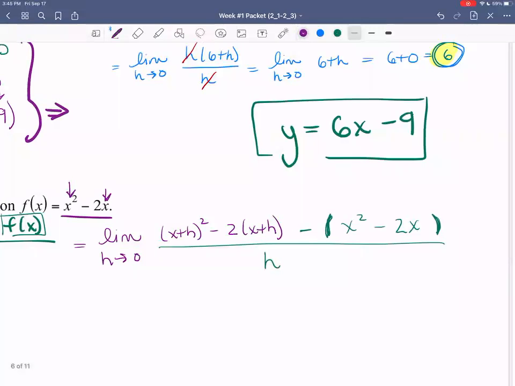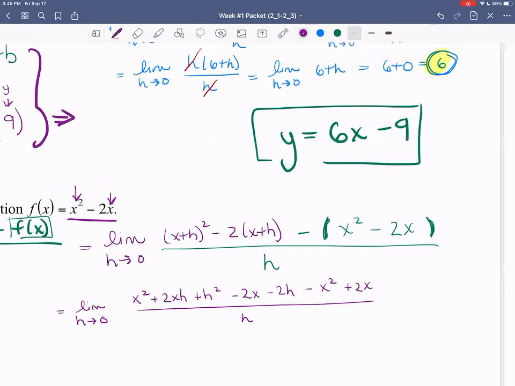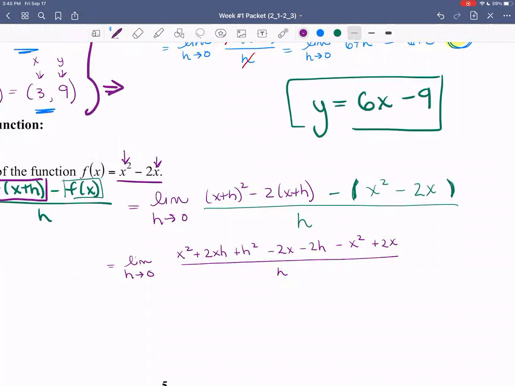All right, so now let's check answers. We should be getting the limit as h goes to 0 of x squared plus 2xh plus h squared minus 2x minus 2h minus x squared plus 2x all over h. After you found that, if you haven't already simplified this numerator, please pause the video and try to simplify as much as you can. All right, and when you're ready, let's compare answers.